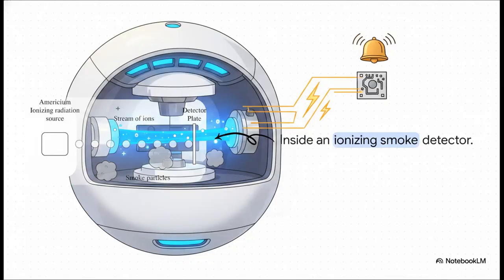Let's take the ionizing smoke detector, which you probably have sitting up on your ceiling at home right now. Inside that little plastic shell, there's a tiny source of ionizing radiation, usually a speck of americium. This source creates a steady, microscopic stream of ions that flow continuously to a detector plate. Think of it like an invisible electrical tripwire. When physical smoke particles enter that chamber, they literally block that stream of ions. The circuit instantly senses that drop in electrical current and bam, triggers the alarm. It is just a perfect, life-saving fusion of physics and electronics.